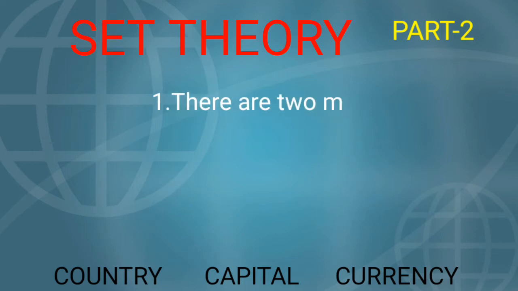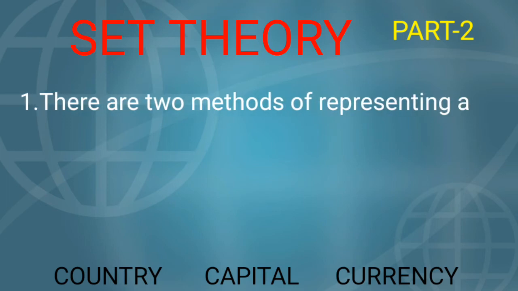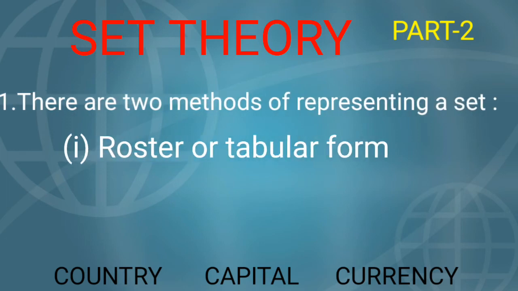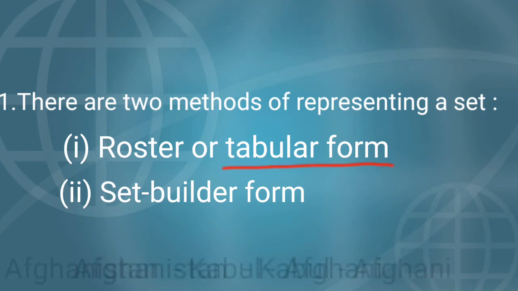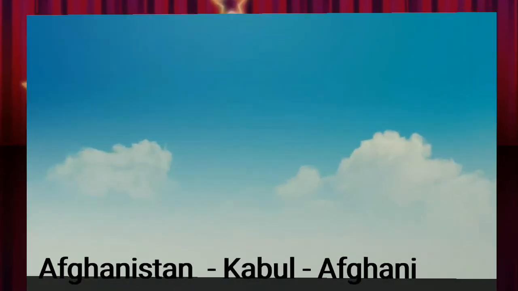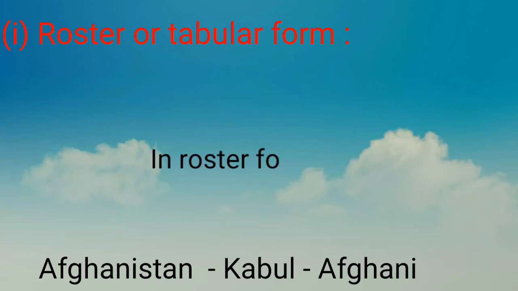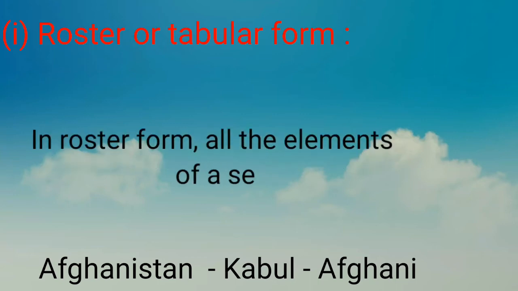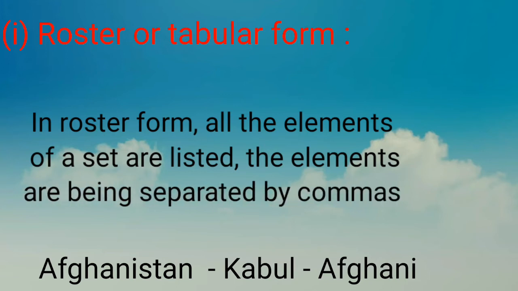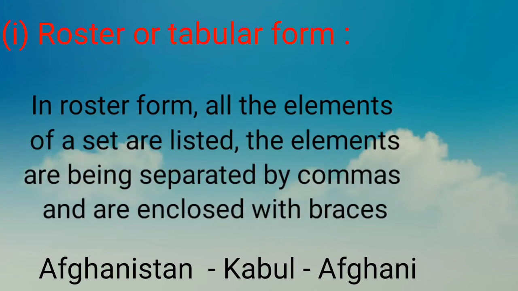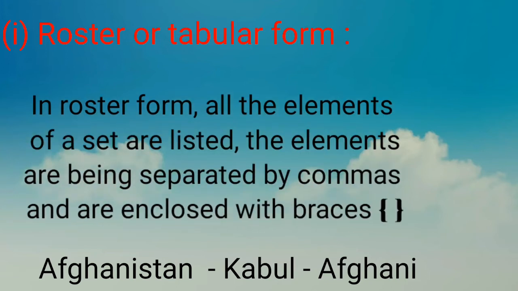There are 2 methods of representing a set. Number 1. Roster form. Number 2. Set builder form. Roster form is also known as tabular form. In roster form, all the elements of a set are listed. The elements are separated by comma and are enclosed with curly bracket. That means in a set, all the elements are listed, separated and enclosed with curly bracket.